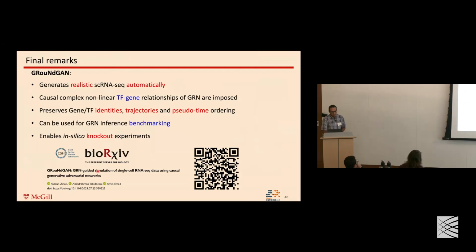So in summary, I showed you GRouNdGAN, which allows us to generate realistic single-cell RNA-seq data automatically. And within that, causal complex nonlinear TF-gene relationships are imposed. It preserves gene TF identities, trajectories, and pseudo-time orderings. It can be used for GRN inference benchmarking. And we are working on making this into an in-silico knockout experiment predictor as we go forward.